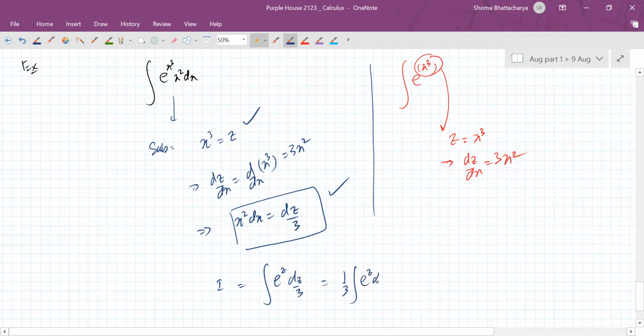Yes, you have a question, beta? Sir, how did you write x square dx is equal to dz upon 3? Cross multiply, beta. See, this term is telling me that dz by dx is 3x square, no? Now transfer the dx to that side and the 3 to this side, and you'll get this. Understood now? Yes, yes.